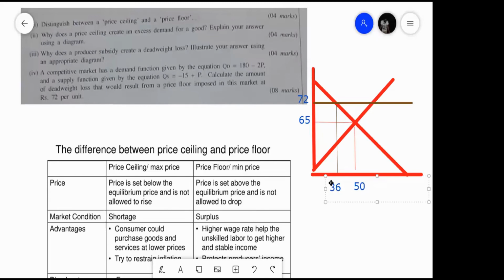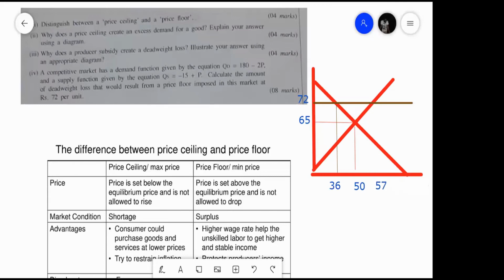Can you just recheck? Put 72 into the supply equation. QS equals minus 15 plus 72. You should get, how much will you get? 36? Sorry, this is the demand, no? The consumers are willing to buy 36. How much are the suppliers willing to supply? That is 72. Sorry. No, at 72, that is 57. Okay.